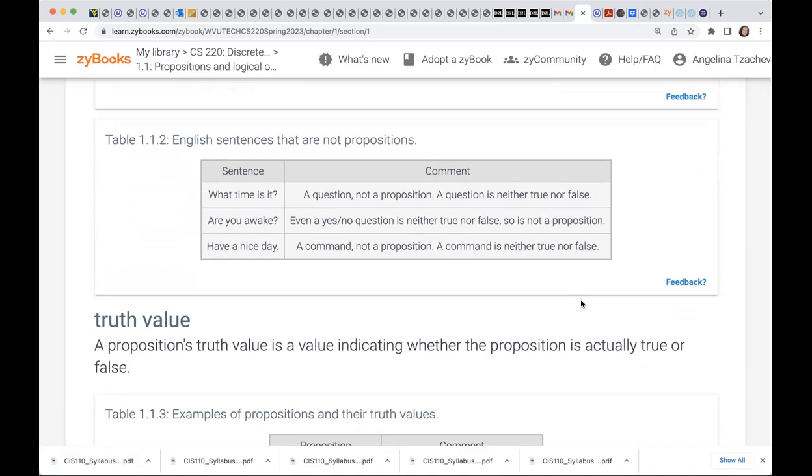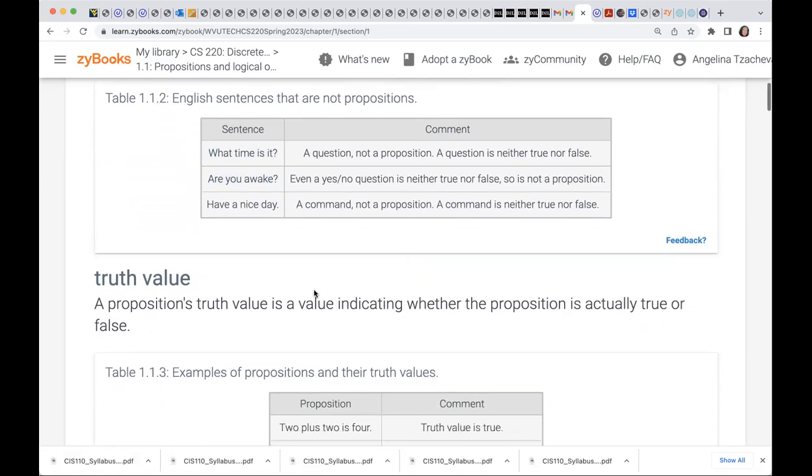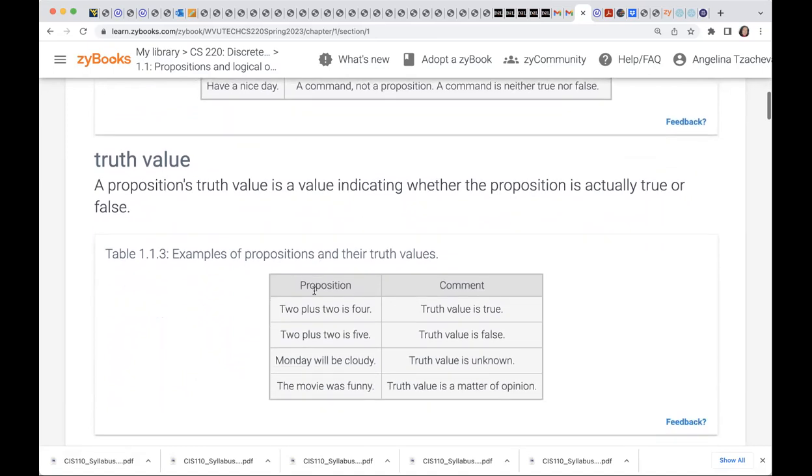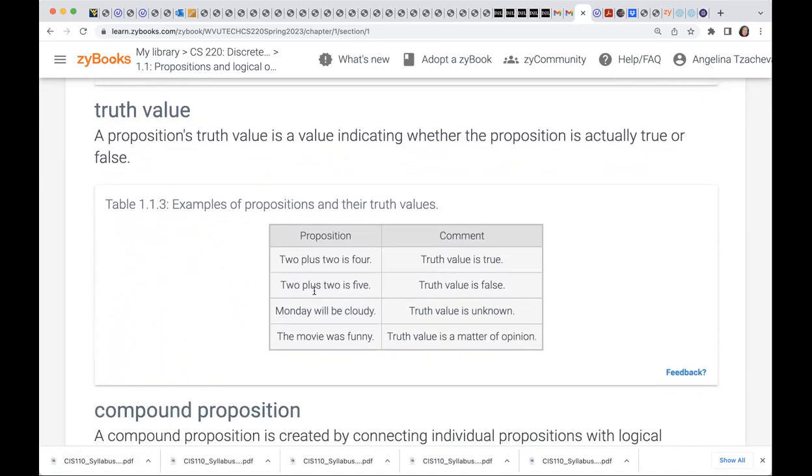There could be some sentences that are not propositions. For example, questions are not propositions. What time is it? Are you awake? So there are two possible values to evaluate the proposition. It's either true or false.